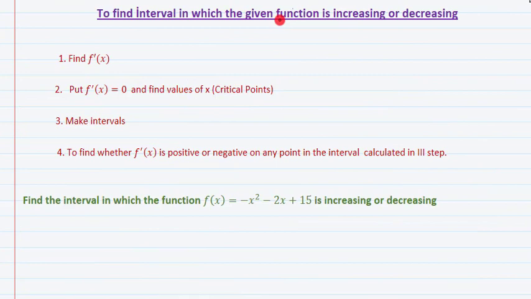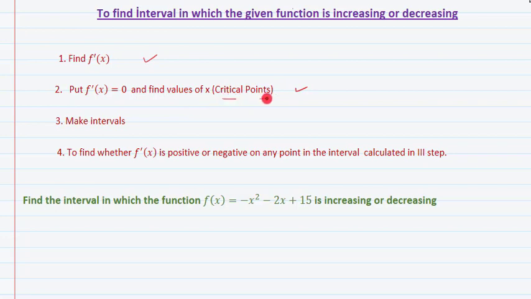The next type of problems that we will come across in this topic is to find the interval in which the given function is increasing or decreasing, and that you can do in 4 simple steps. These steps are: number 1, find f dash x; number 2, put f dash x equal to 0 and calculate all the values of x. These values of x are generally called critical points.